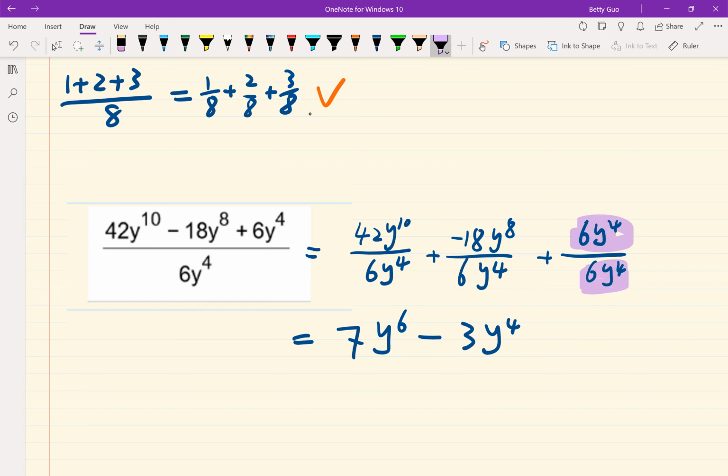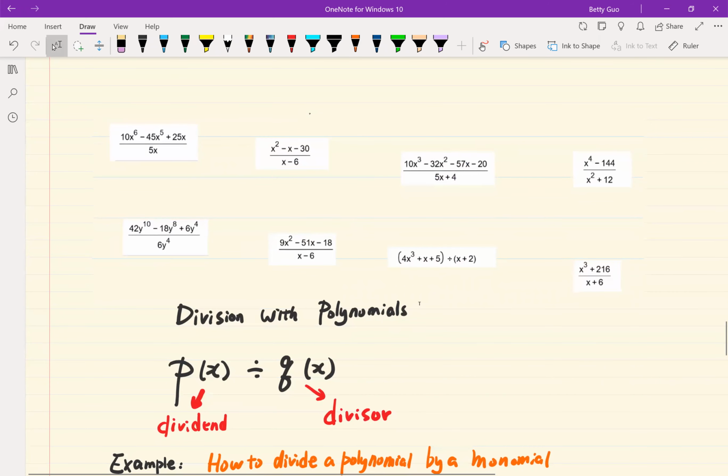So I write a rule in the question. Please also copy it down in your notes. What if the divisor is not a monomial? How do we process division of polynomials? We're going to apply long division. Let me show you. Let me get this question.